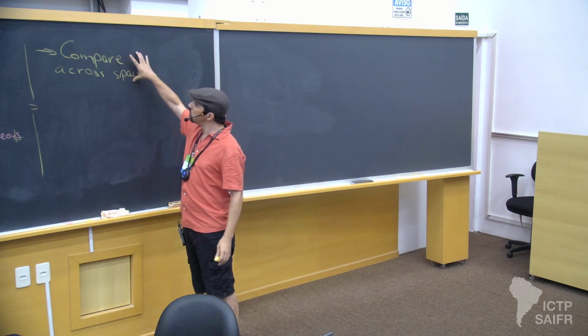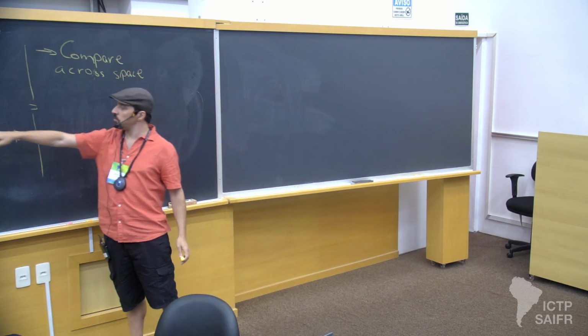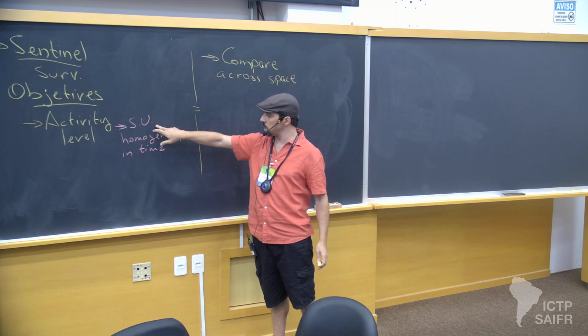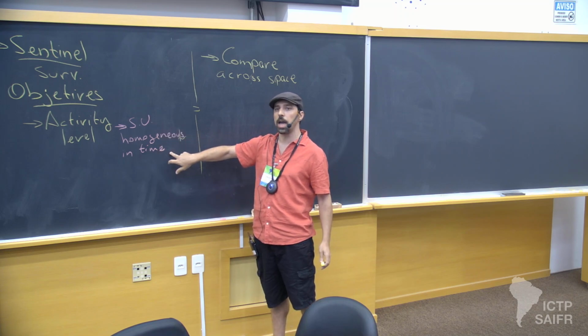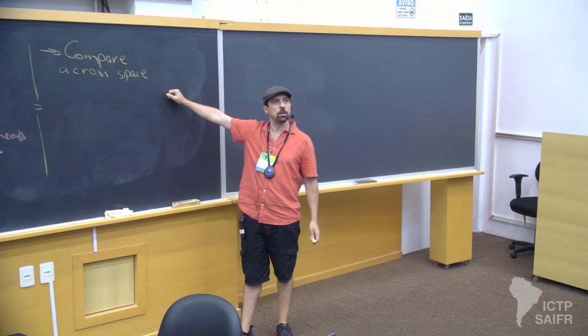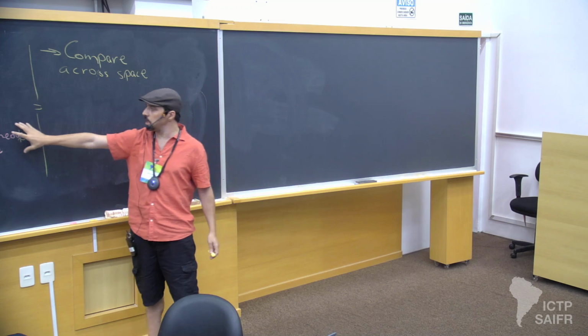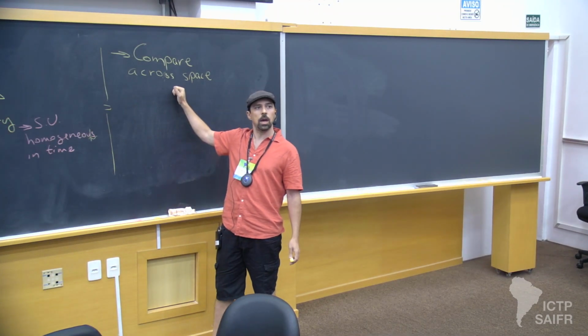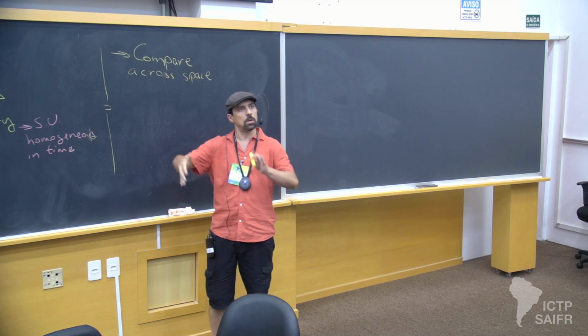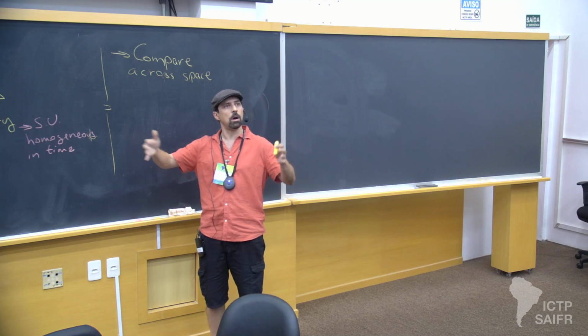For that, what do I need? For activity level, we needed the sentinel units to be more or less homogeneous in time. To be able to compare across space, what do I need? More or less the same idea, but in terms of space. I need my sentinel units to be themselves comparable or compatible across space.